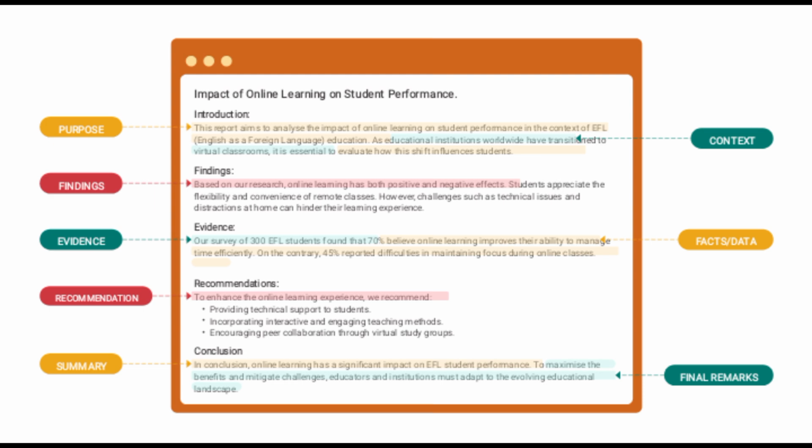Impact of online learning on student performance. This is an example of a research paper. We have introduction, findings, evidence, recommendations, and conclusion. We're going to explain to you the purpose, findings, evidence, recommendation, summary, context, facts and data, and final remarks about this research paper. Let's start with the purpose.